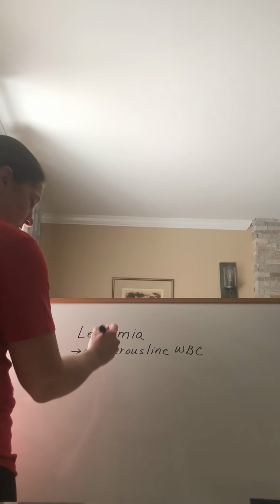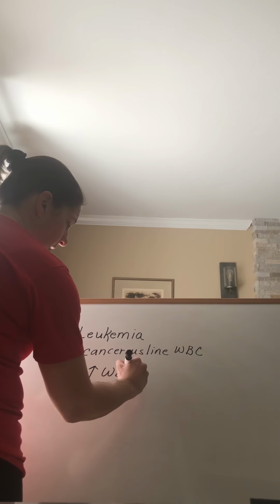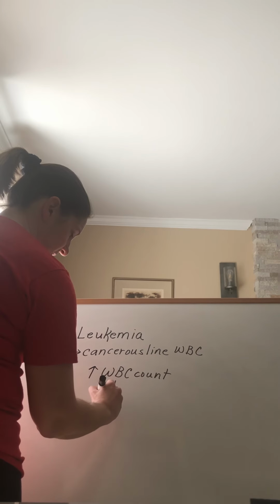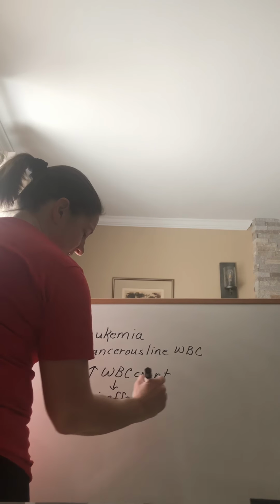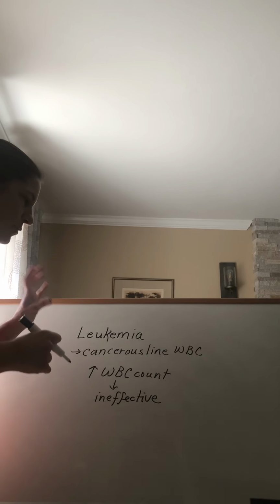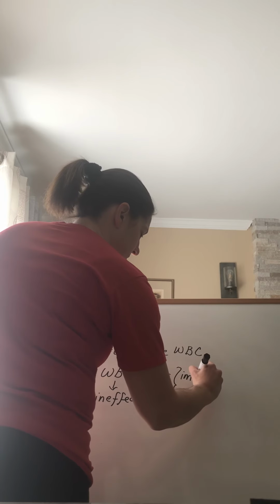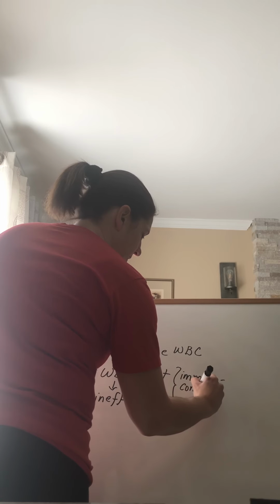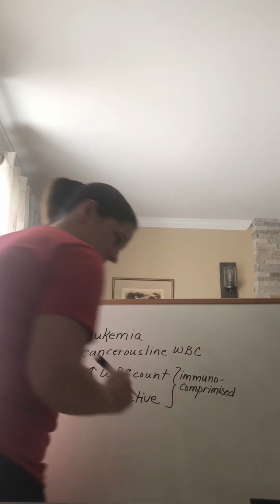When someone has leukemia, they would have an elevated white blood cell count. However, the cells are ineffective. So because of that, the person who is affected by leukemia would still be immunocompromised. And their ability to fight infection would be challenged. Okay?